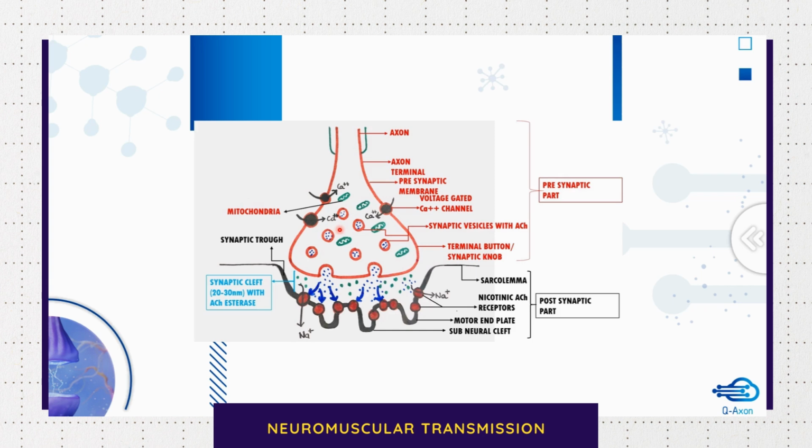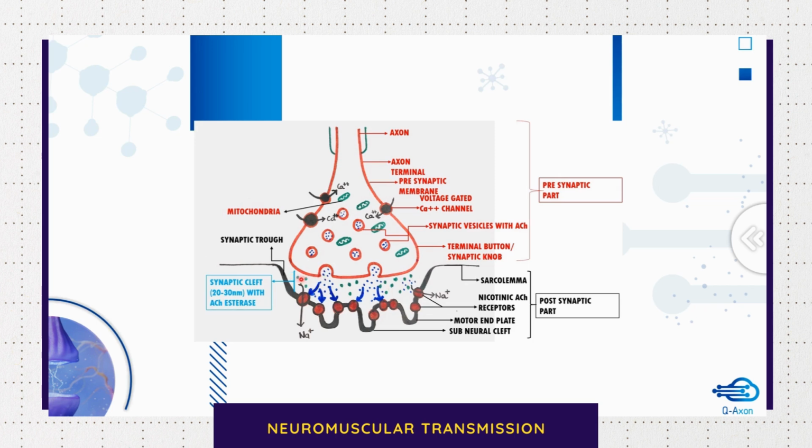What is the role of calcium? Calcium causes an important process called docking. Just like how ships are docked, the same way calcium causes movement of these neurotransmitter vesicles towards the cell membrane. So there is docking of the vesicles towards the cell membrane. Also, these vesicles now fuse with the cell membrane, and by the process of exocytosis, they release the acetylcholine into the synaptic cleft. So calcium is important in docking and exocytosis.